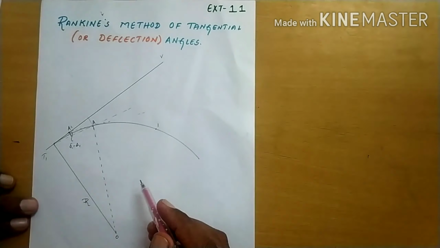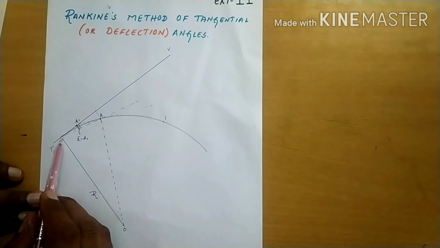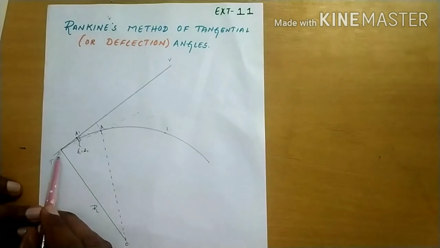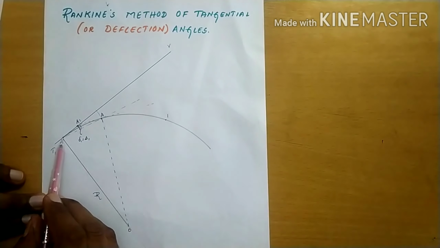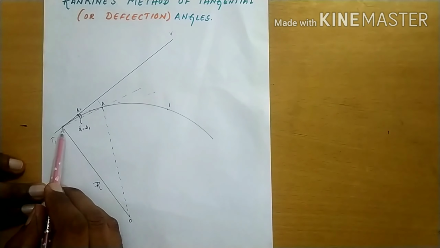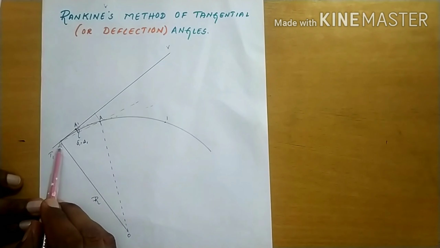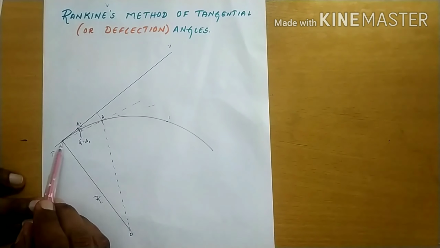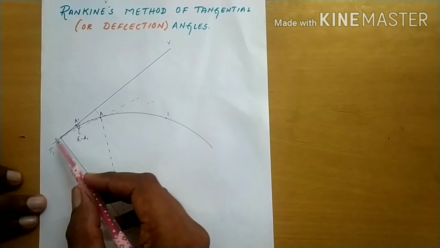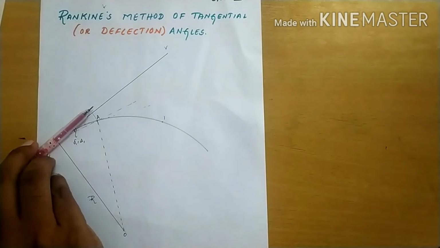Right. To begin with, we first locate the point of curve, which here is T1, and then set the theodolite at the point of curve T1 with both the plates clamped to 0, that is, the horizontal angle equal to 0 on the A and B scales, and directed towards the point of intersection. The point of intersection is point V, so the theodolite will be set like this.